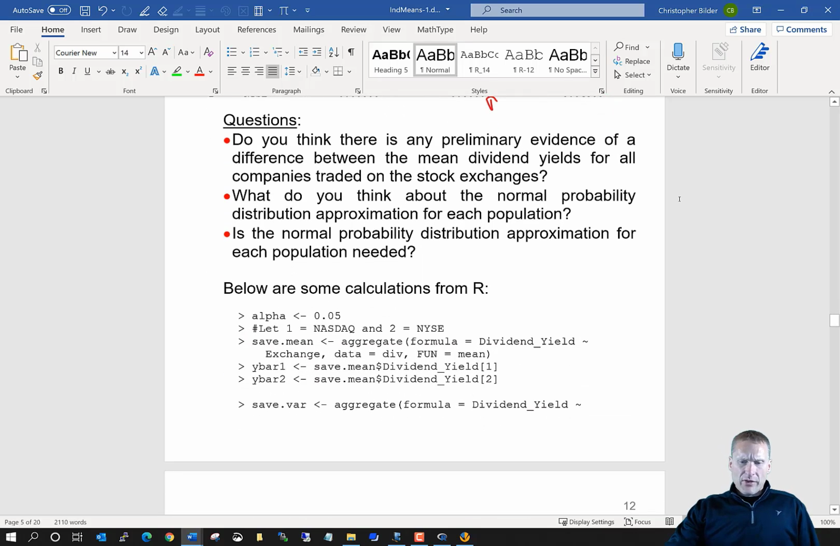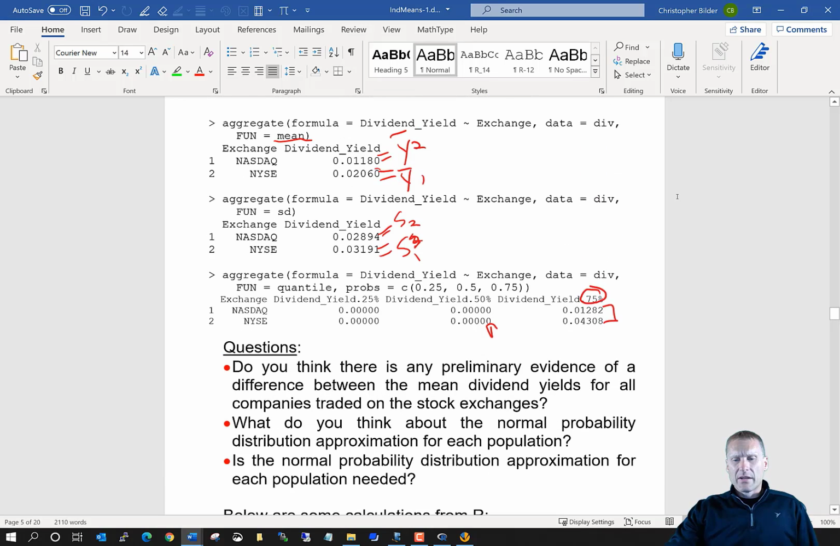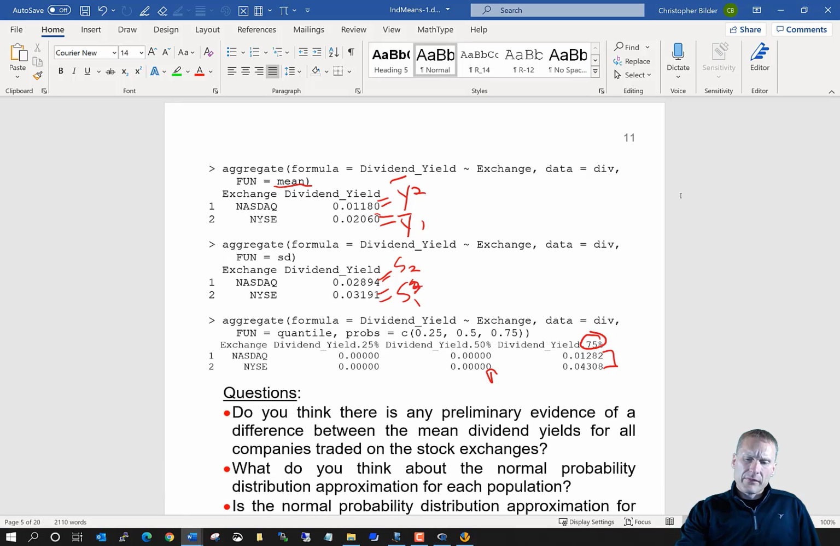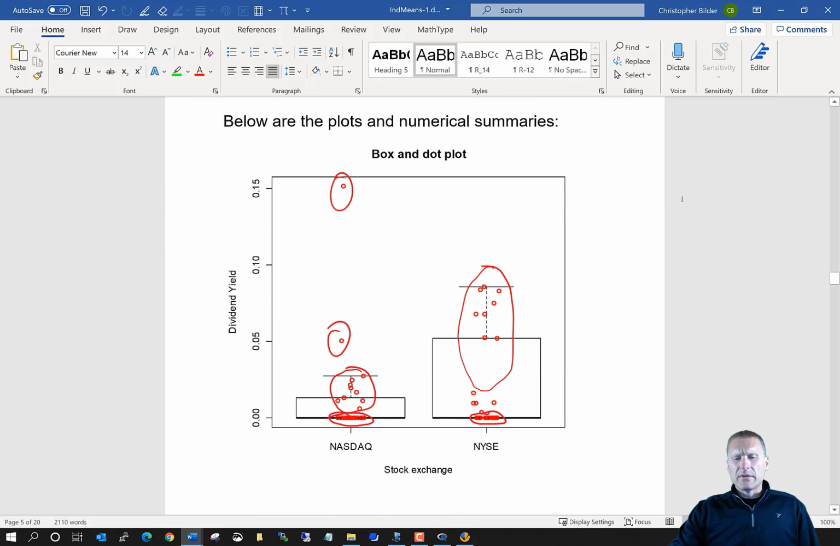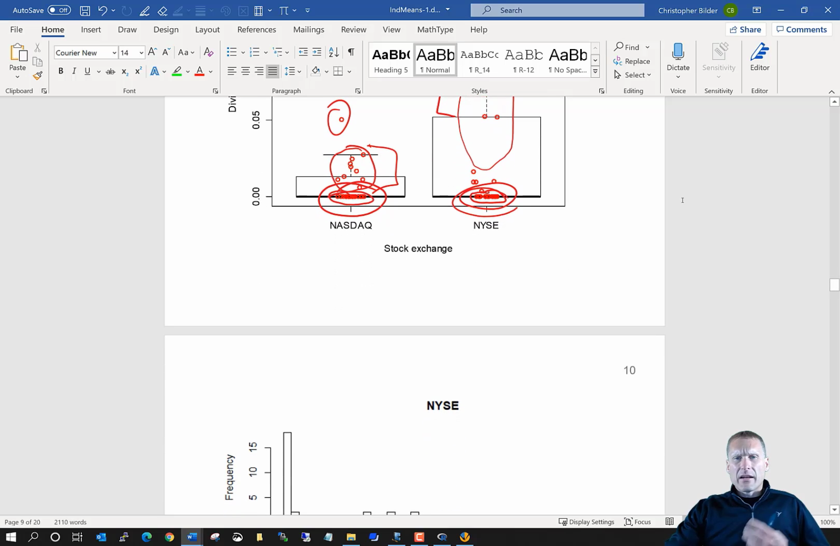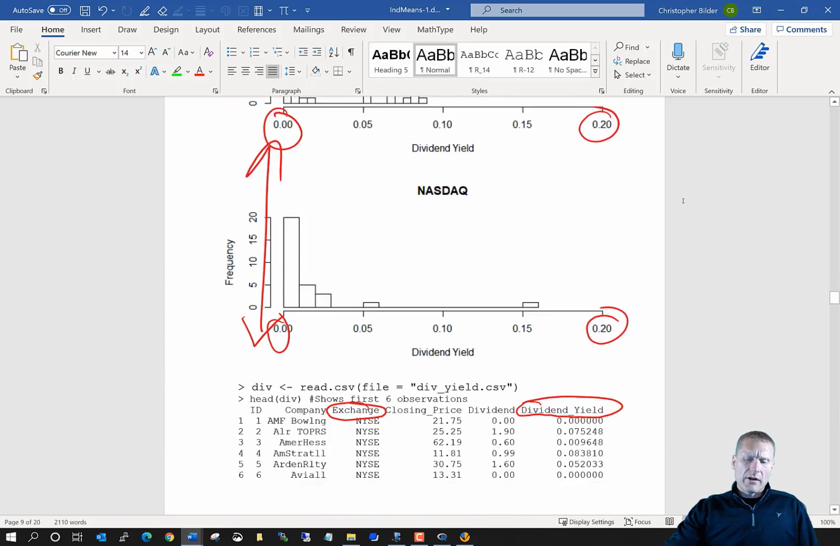So questions. Do you think there's any preliminary evidence of difference between the mean dividend yields for all the companies traded on the New York and NASDAQ stock exchanges? Well, we can definitely see in terms of the sample means some differences. But if we take a look at this box and dot plot, we do see this kind of a shift up of points in comparison to the NASDAQ. But still, we get all these zeros down there. So yes, I do see some evidence, but from an initial look at the sample, it doesn't necessarily appear to be strong evidence.